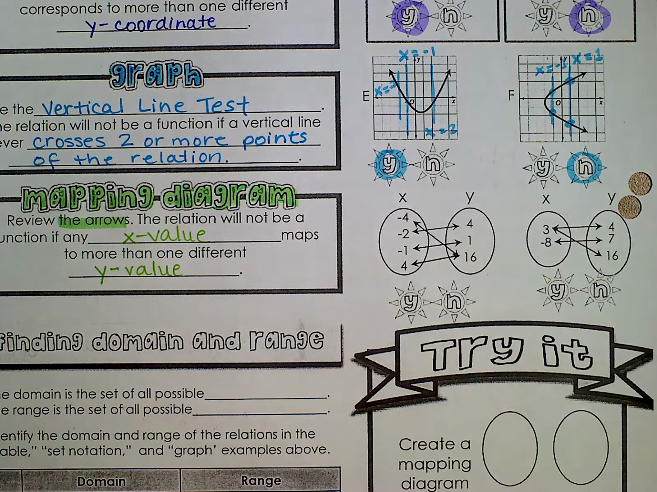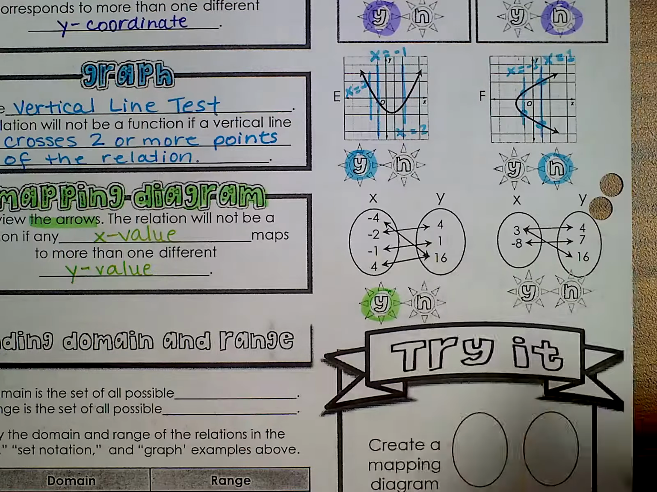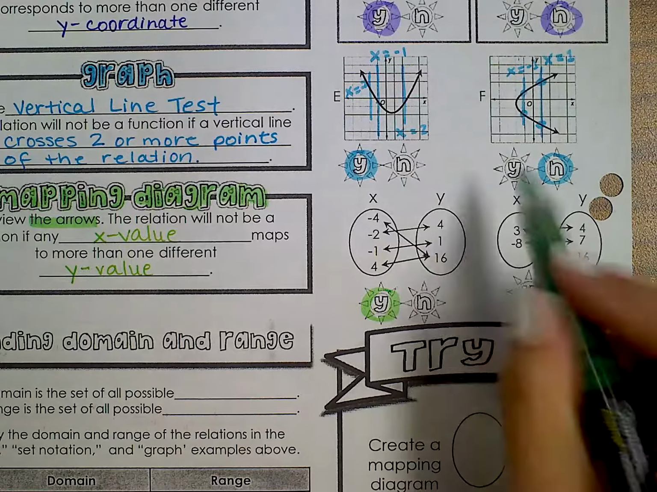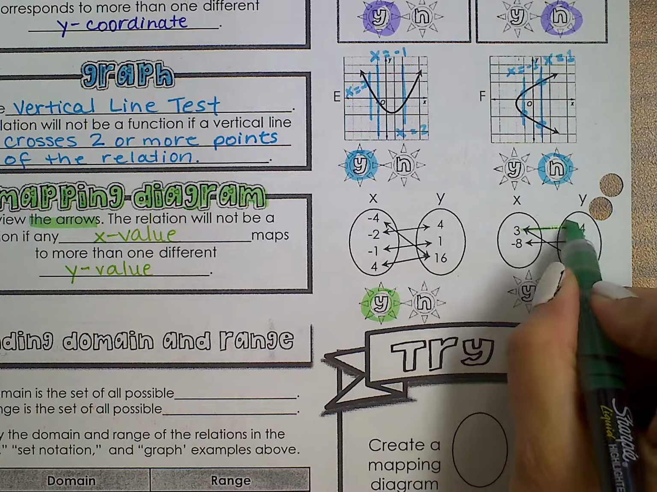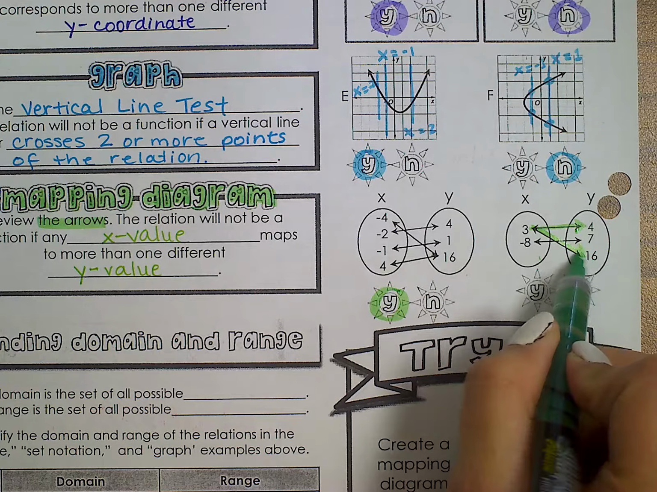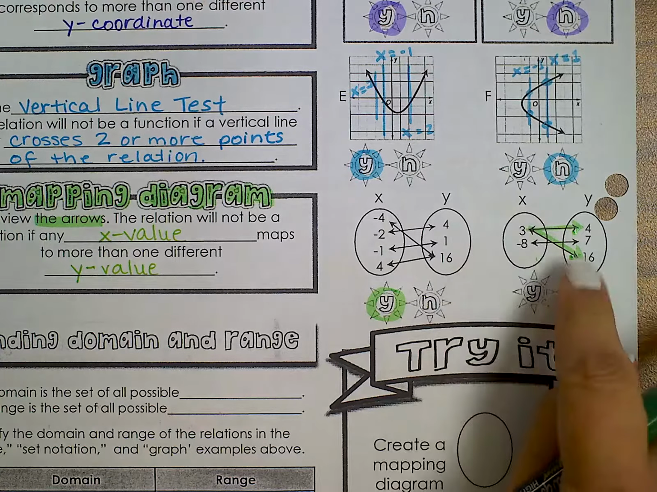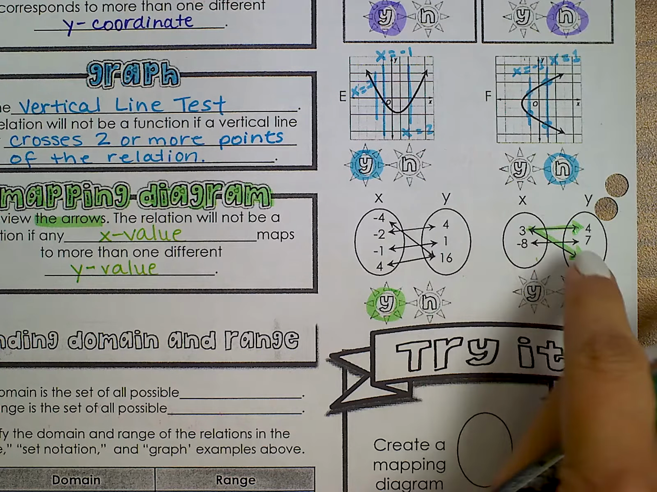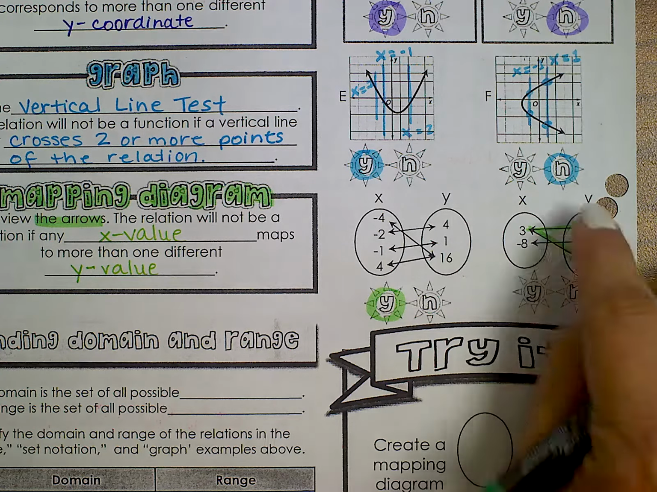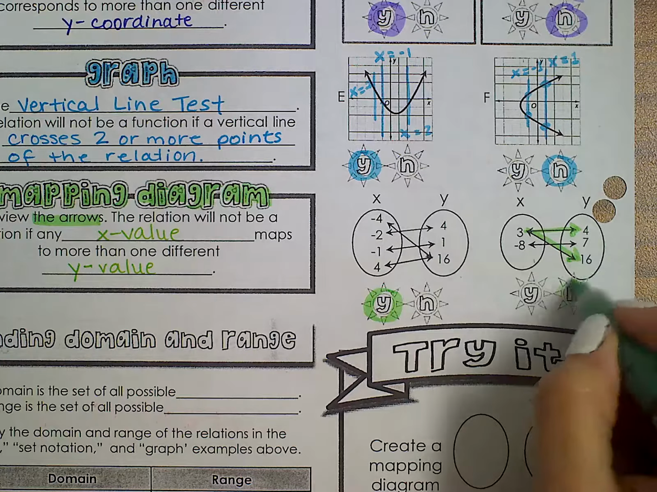Although, let's take a look at the last mapping diagram. In this case, 3 has not just one y, but it actually has two different y values. Think of it this way: an x becomes an x by cheating. It's cheating on its y. So if it cheats, it's not a function.